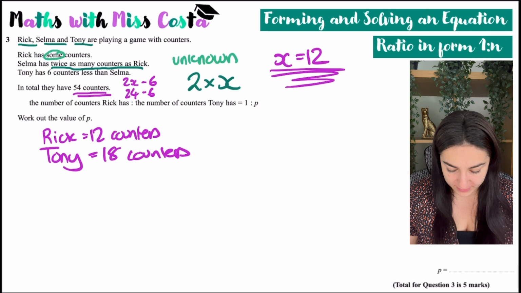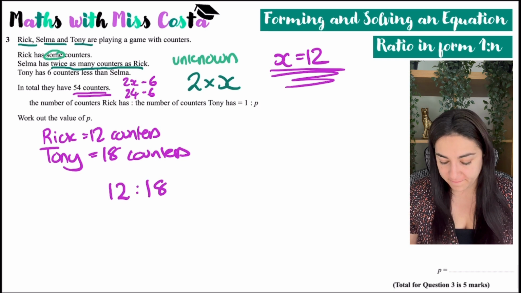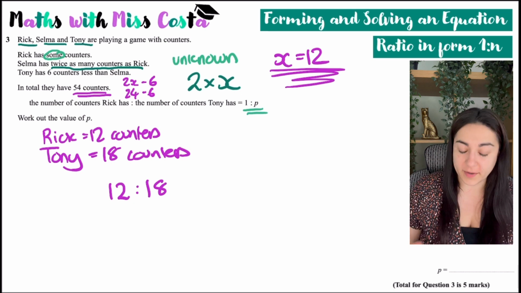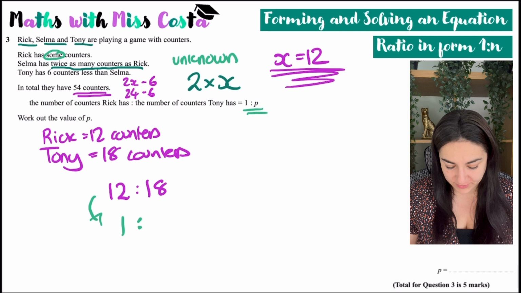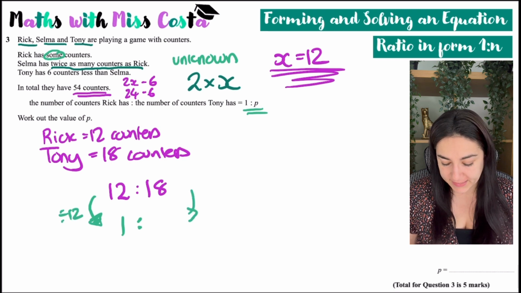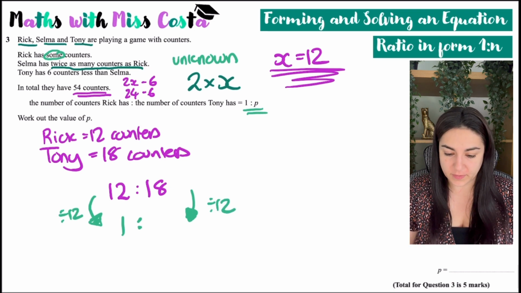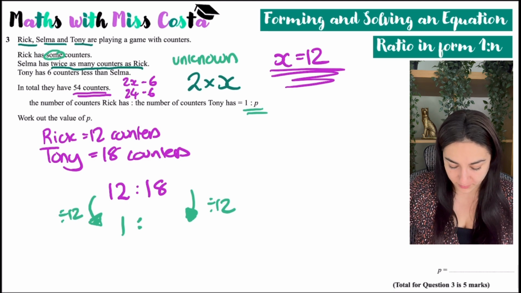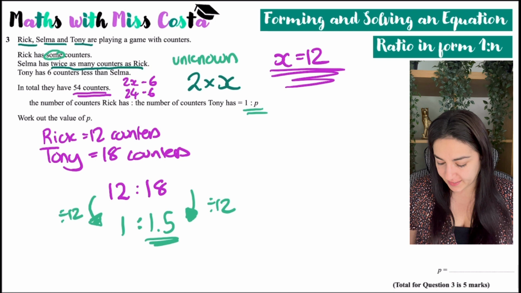And if I write that in the ratio Rick to Tony, that would be 12 to 18. But they want me to write it in the form 1 to p. So I'm going to put 1 there. And then what have I done to my ratio to get from 12 to 1? I've divided by 12. So I need to do the same thing over here. So I'm going to do 18 divided by 12, which is 1.5. Therefore, the value of p is 1.5.